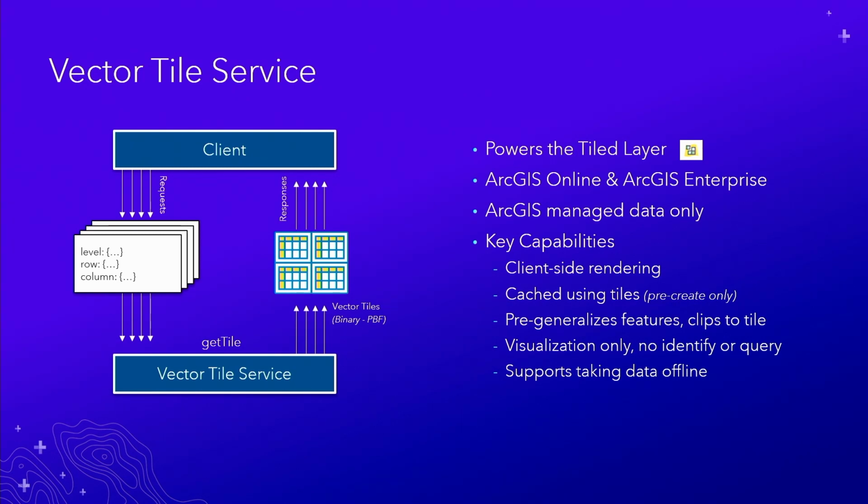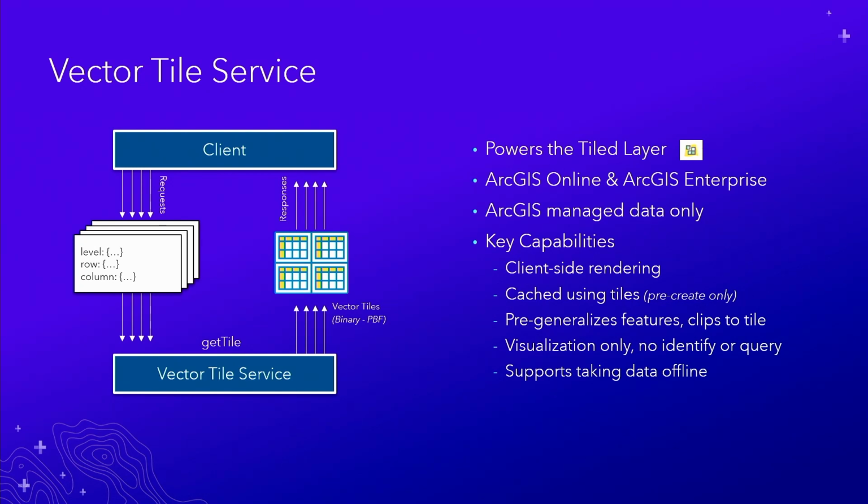The vector tile service is also exposed through Portal as the tiled layer. This is something that's available in ArcGIS Online and ArcGIS Enterprise, but it is, in a sense, ArcGIS managed data only, meaning that you can't just publish a vector tile service and point directly at a database and expect that vector tile service to be updated automatically every time that data changes. You publish through Pro the vector tile service pointing at that data, and the vector tile service is in effect a cached version of that that's optimized for streaming vector tiles.